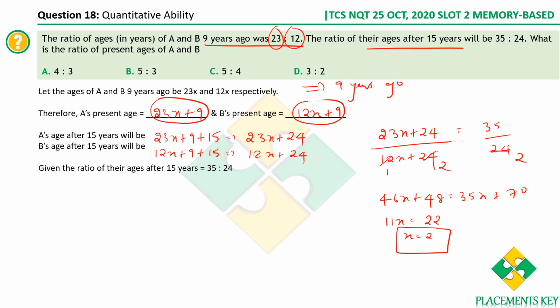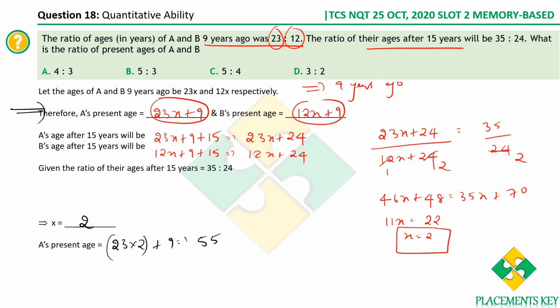Once we get the value of x, then everything is solved, right? So what are we supposed to find? The ratio of the present ages of A and B. So what is the x value? The x value is 2. That's what we've got. So what is A's present age? A's present age is 23x plus 9. So 23 into 2 plus 9. So 46 plus 9 gives us how much?